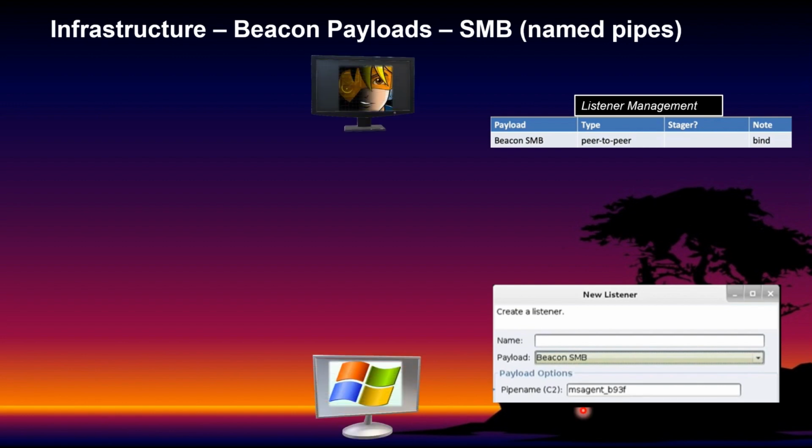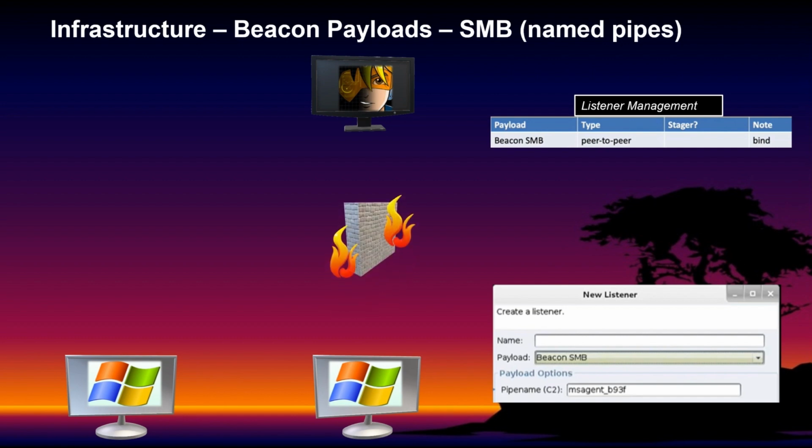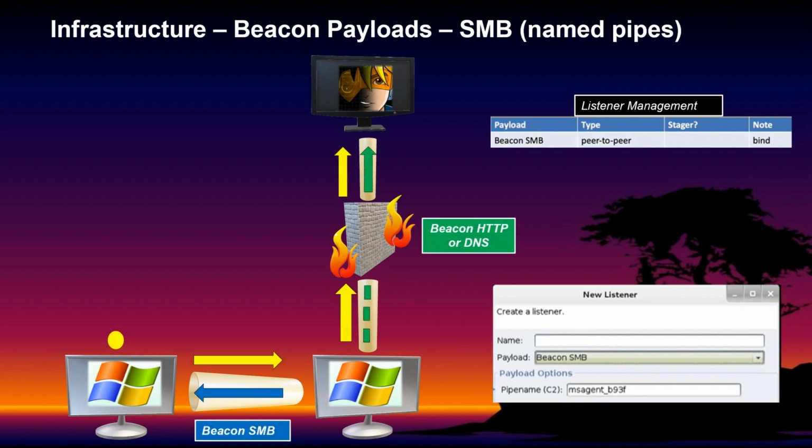Here we have a Cobalt Strike controller, this one. Here we have a compromised system that is beaconing back to the Cobalt Strike controller. That compromised host, by using SMB, by using pipes, these are the pipes, can communicate with other beacons, like a child beacon. So this is how it works.